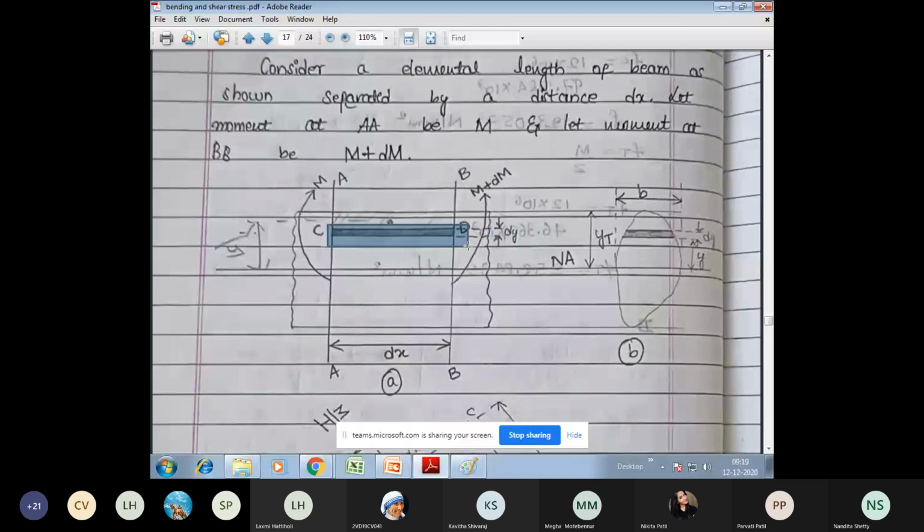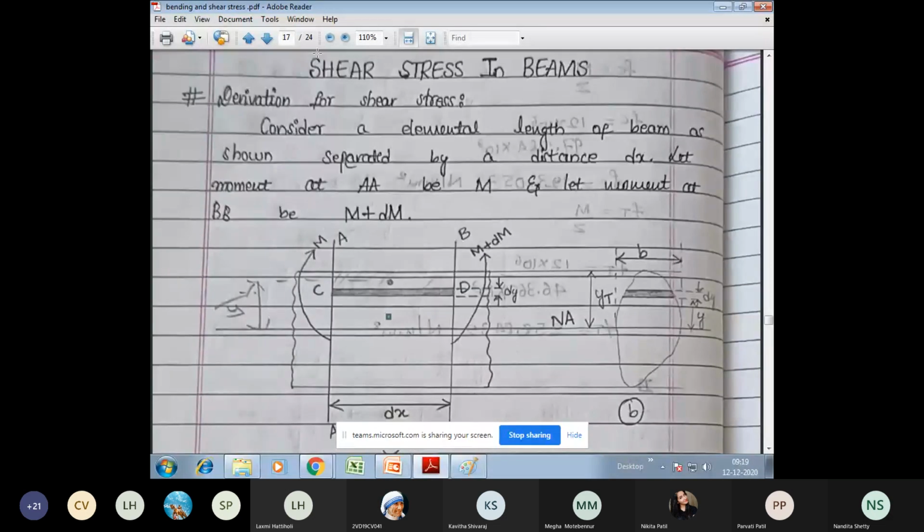Above CD, let me explain that later. The same thing I have written here. Consider an element of length of beam as shown in the figure, separated by a distance dx. So the AA and BB sections are separated by dx. Let the moment at AA section be m, and the moment at BB section be m plus dm.